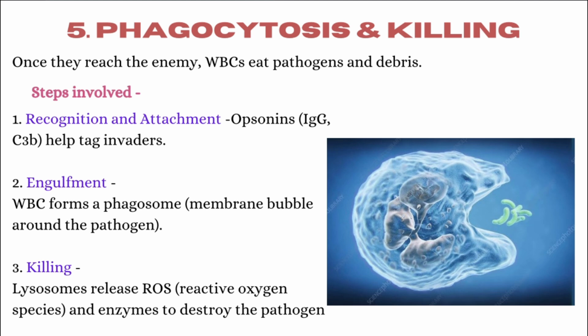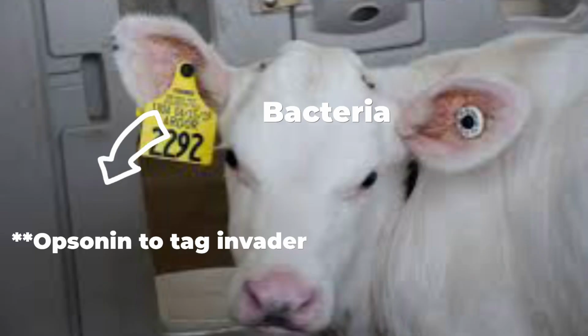Let me give you a quick example for this. Alright, I know this might sound like a weird comparison, but hear me out. You might have seen tags on the ears of cows for identification. The same analogy applies here. Immune cells put a tag on bacteria to help identify them for invasion.